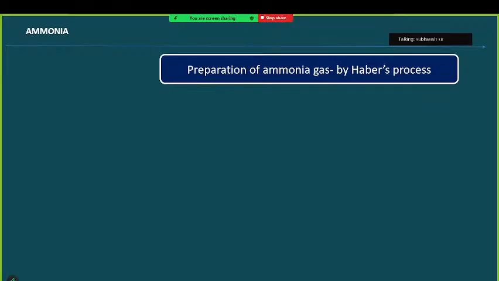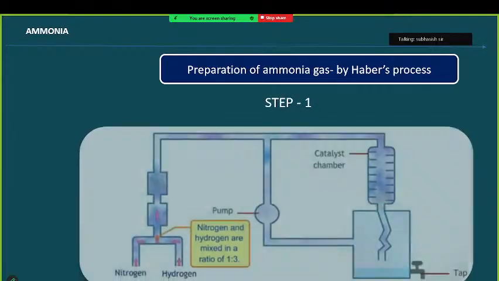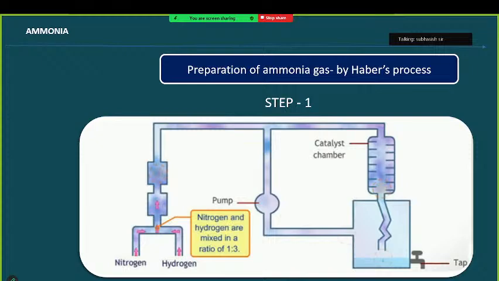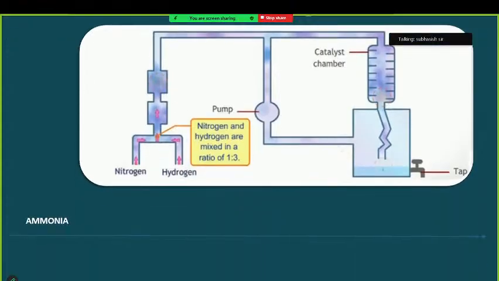Now, another important method of preparation is the Haber's process. This Haber's process is the industrial method for the preparation of ammonia. In step 1, nitrogen and hydrogen are mixed in a 1:3 ratio, and through a pump they react in the catalyst chamber.